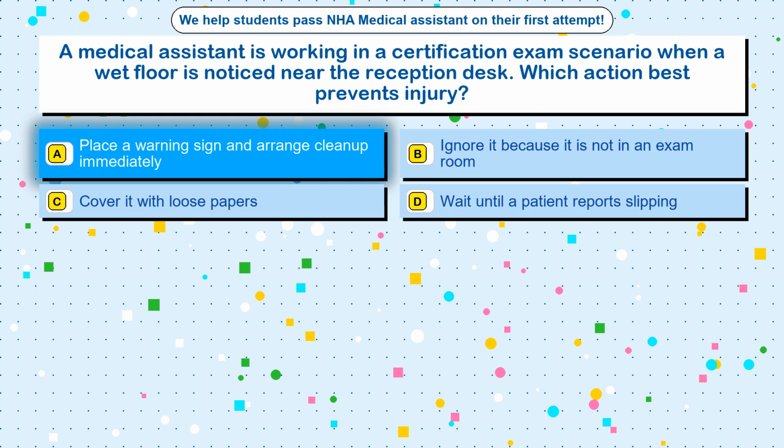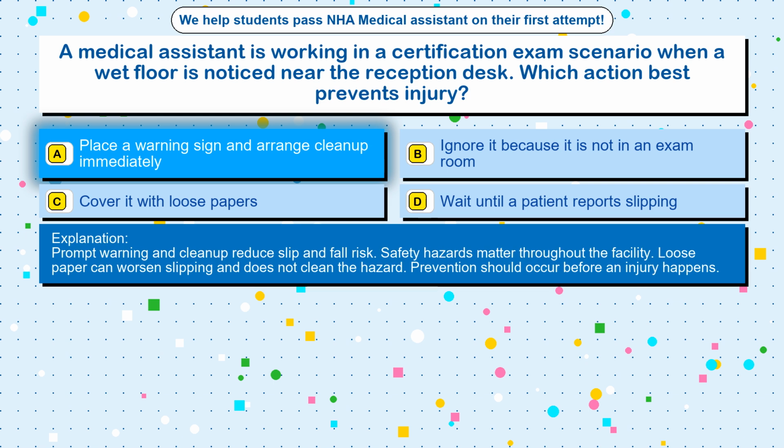The correct answer is option A. Place a warning sign and arrange cleanup immediately. Prompt warning and cleanup reduce slip and fall risk. Safety hazards matter throughout the facility. Loose paper can worsen slipping and does not clean the hazard. Prevention should occur before an injury happens.